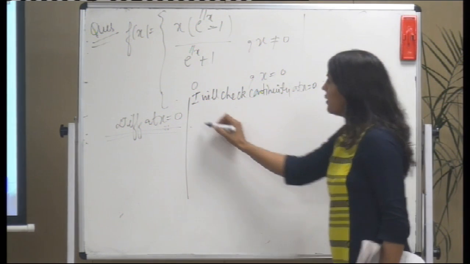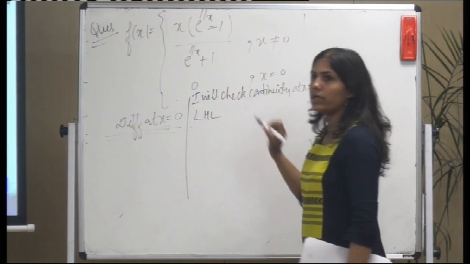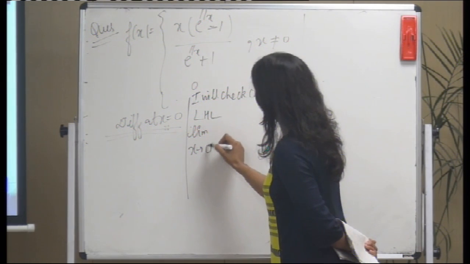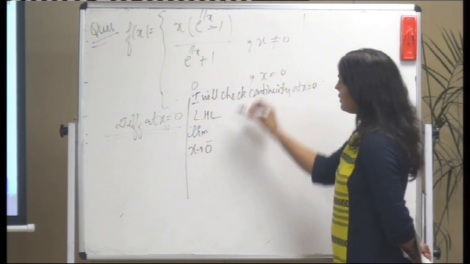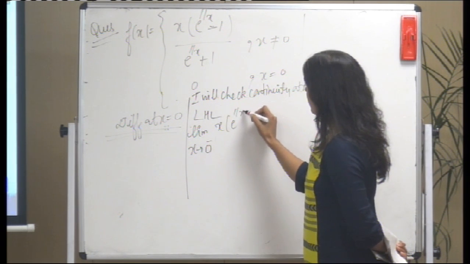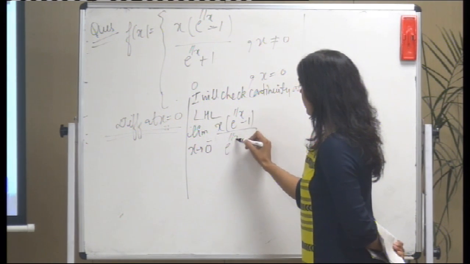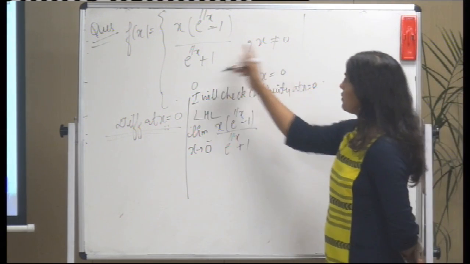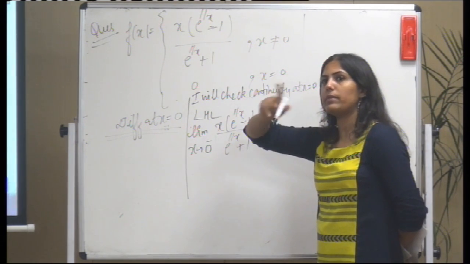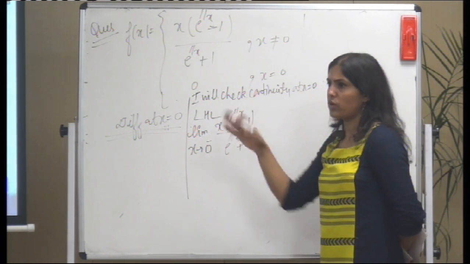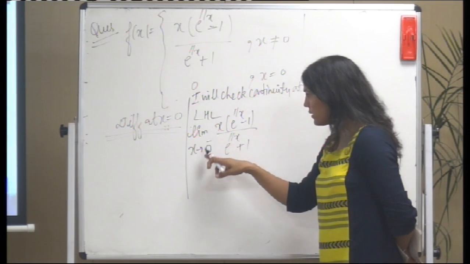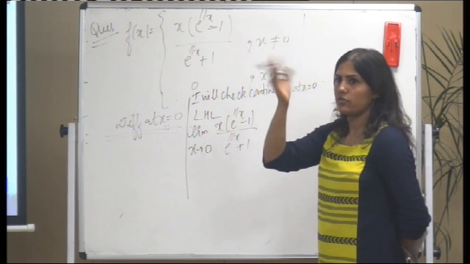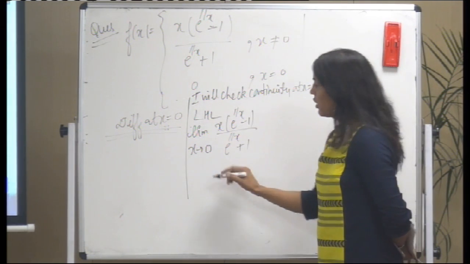So what will be the left hand limit? The left hand limit will be limit x tending to 0 minus, and f(x) is your complete expression. Both the left hand limit and right hand limit will be the same because the function is the same. So I can avoid writing 0 minus and 0 plus, I can write 0 only, but in mind it is there that we are calculating both sides.